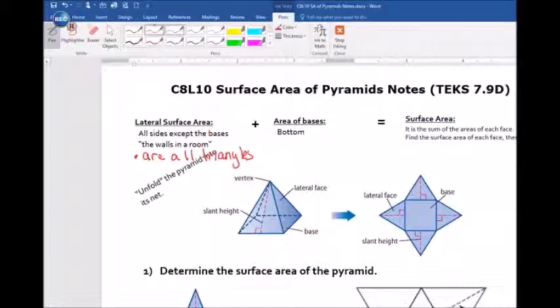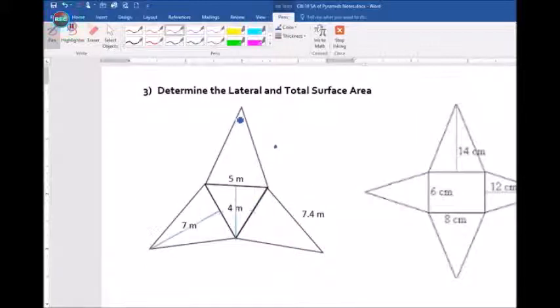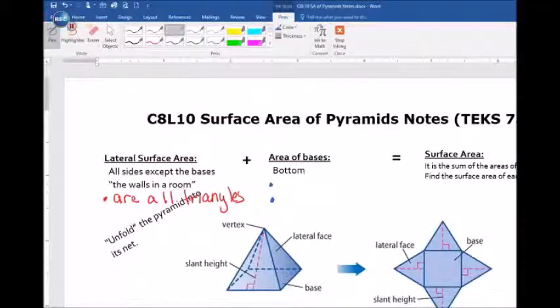The area of the bases depends on whether it is a rectangular pyramid or a triangular pyramid. If it is a rectangular pyramid, it is going to have one rectangular base. If it is a triangular pyramid, it is going to have one triangle base. Again, I know that on our notes the base is not necessarily noted, but it definitely will be on a test.